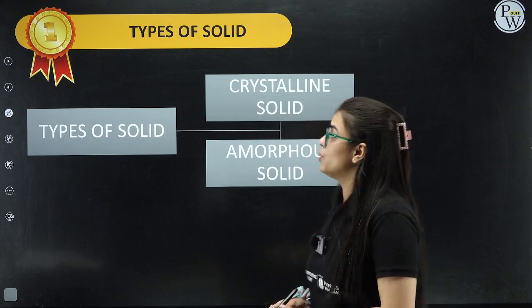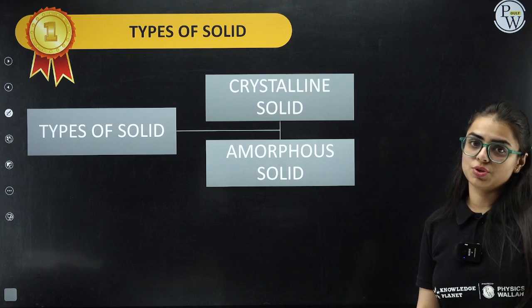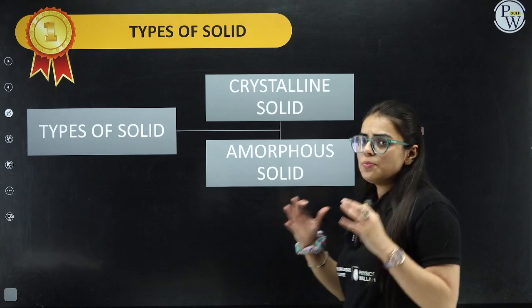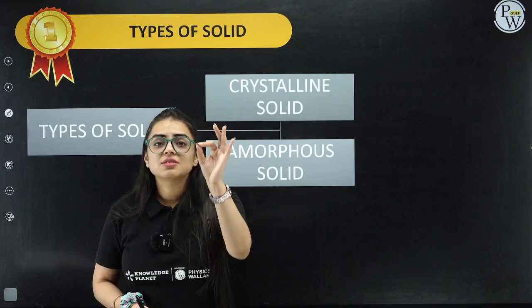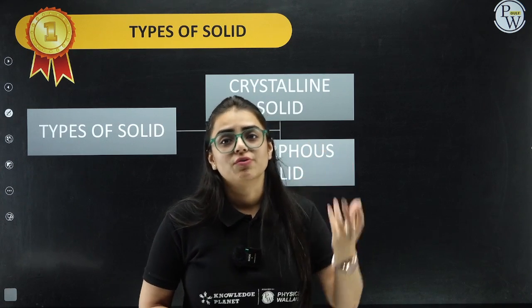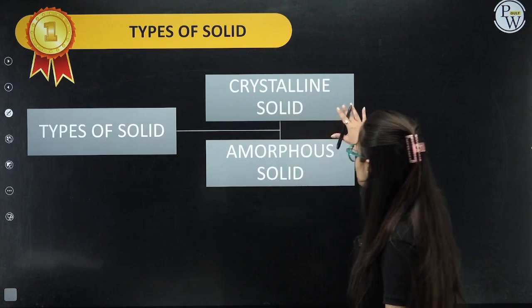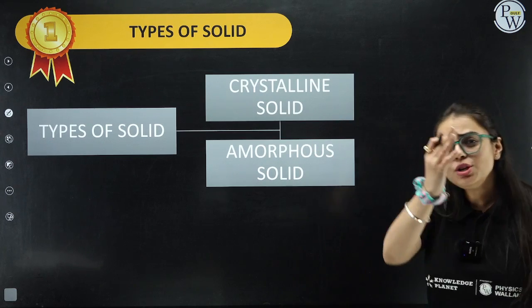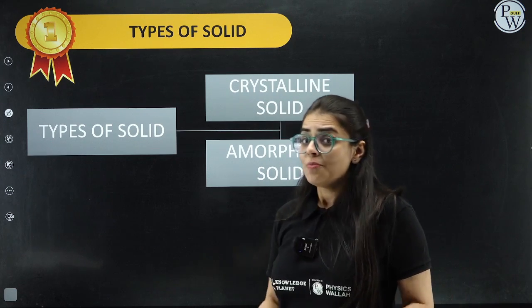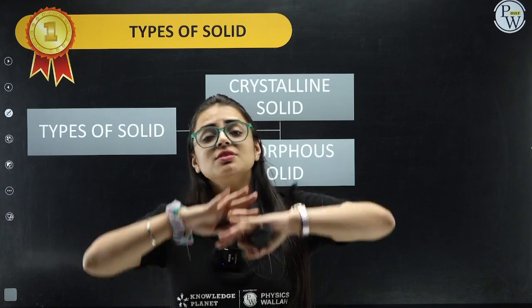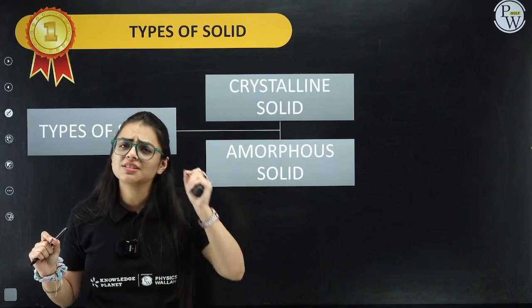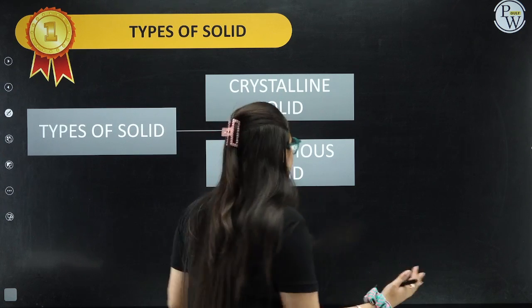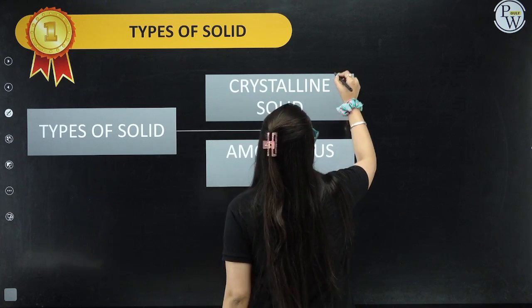Let me discuss with you the types of solid, students. What do you feel? What are the types of solids? See, solids are further categorized into two types. One is crystalline solid, another one is amorphous solid. What is crystalline solid? Ma'am, crystalline solid is the one in which there is a regular arrangement of particles. And amorphous solid is the one in which there is an irregular arrangement of particles. How, ma'am? Let us see with the help of an example.